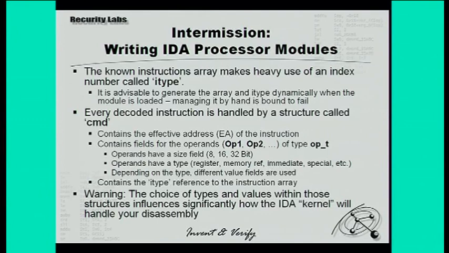And for every single decoded instruction, there is a structure called cmd that contains the effective address of the instruction and the operands. No, it's not an array, it's individual entries, op1, op2, and so on. They can have a different type, and the type actually decides what IDA's kernel is going to do with the instruction afterwards.